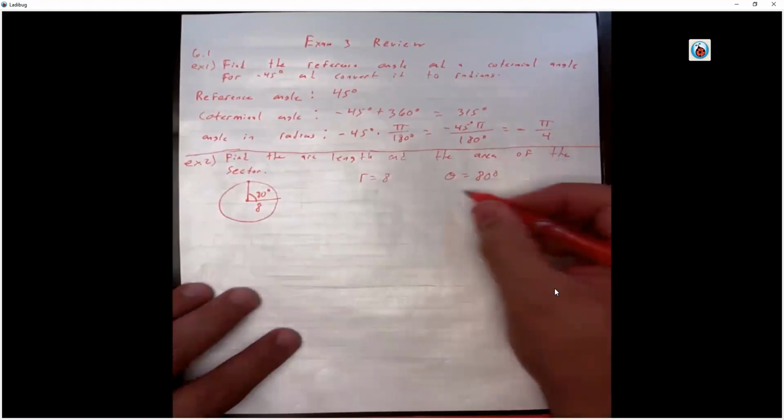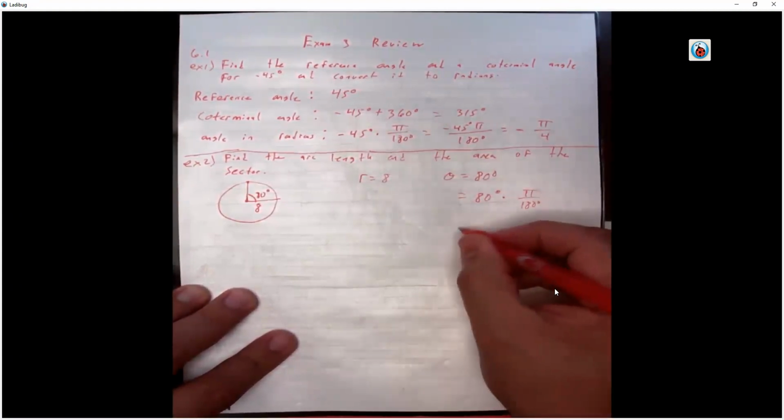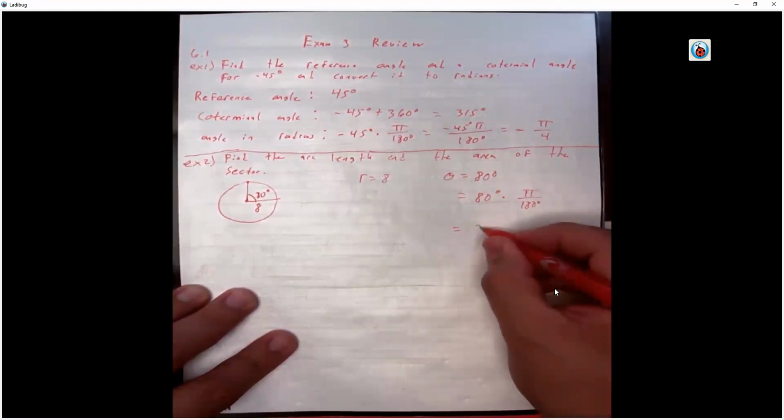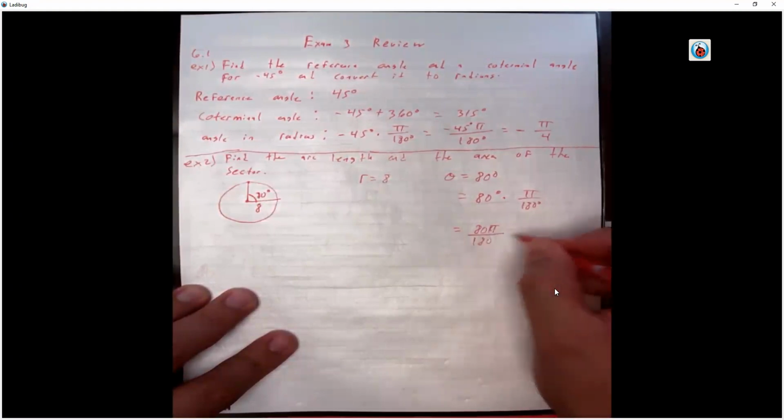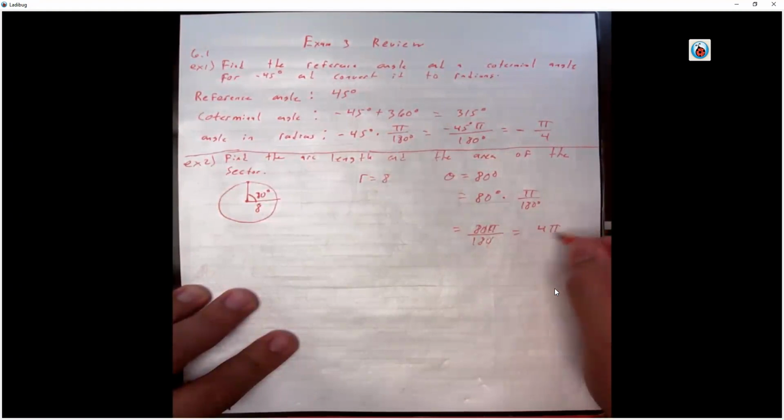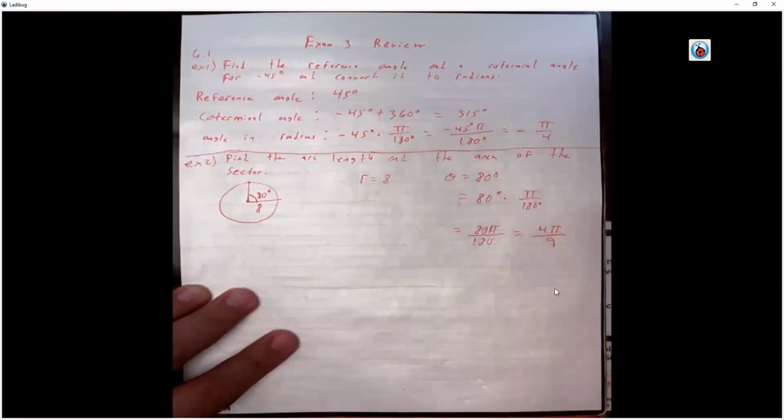Now we said in order to find the arc length and the area, you need to have it in radians. So you got to change this guy. Multiply 80 degrees by pi over 180, like we did earlier. That will get us to 80 pi over 180, which reduces to 4 pi over 9, right?